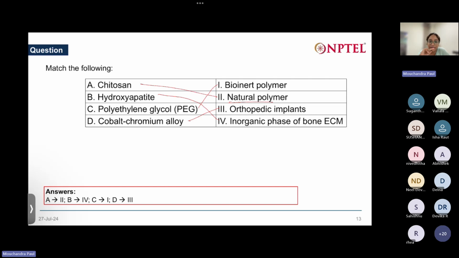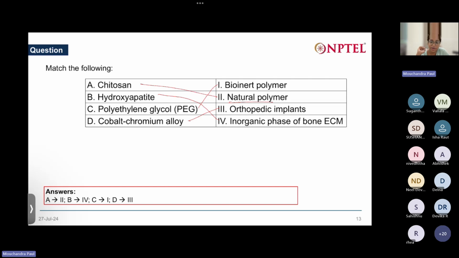Then next is hydroxyapatite. Hydroxyapatite is a compound made up of calcium and phosphate. So it is inorganic and it is mixed with the organic phase, that is collagen. These two are the main components of bone ECM, and because of hydroxyapatite, bone is very stiff in nature. Then I'll come to PEG later.